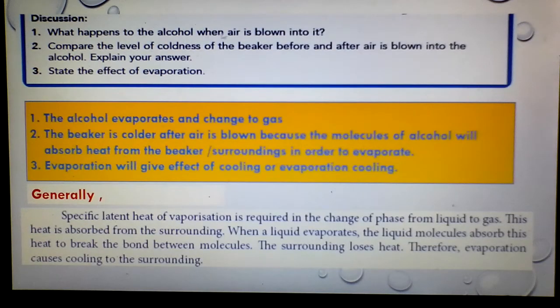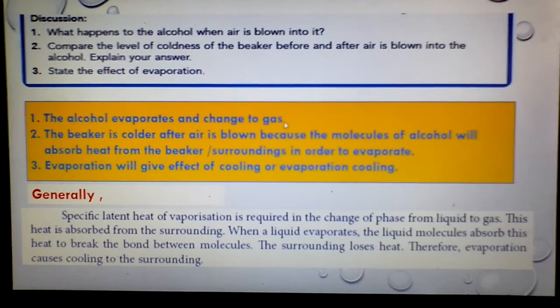What happens to the alcohol when air is blown into it? You can see the alcohol's boiling point is very low. So this will cause the alcohol to evaporate and change to gas.